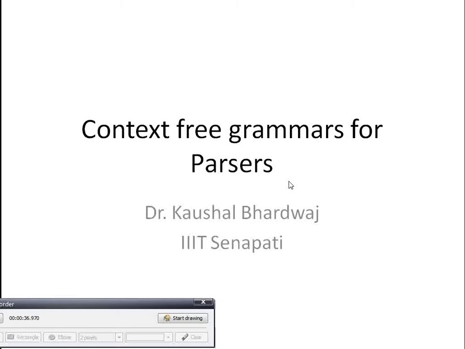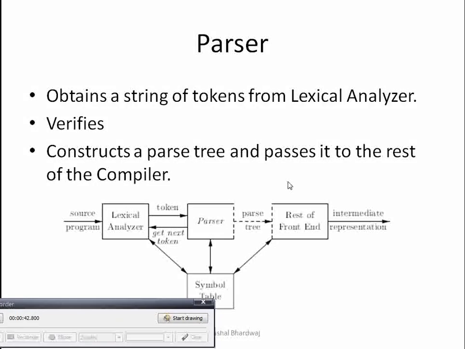So, it's starting. Let me tell you about parsers. Basically, the parser will obtain this string of tokens from the lexical analyzer, and it will verify whether these strings of token names can be generated by the grammar of the source language or not. If it can be generated, it's okay, a parse tree will be created and sent to the next phases of the compilation process.